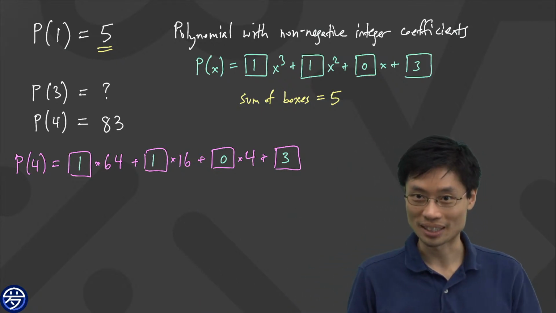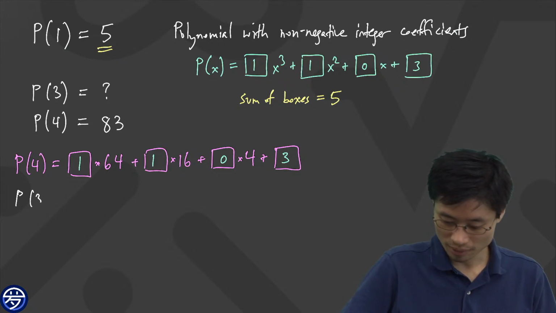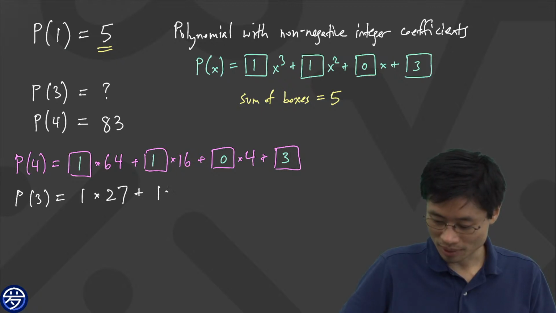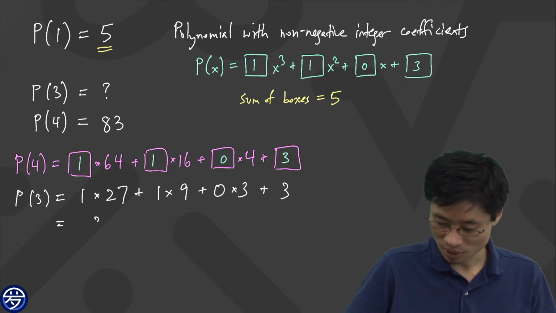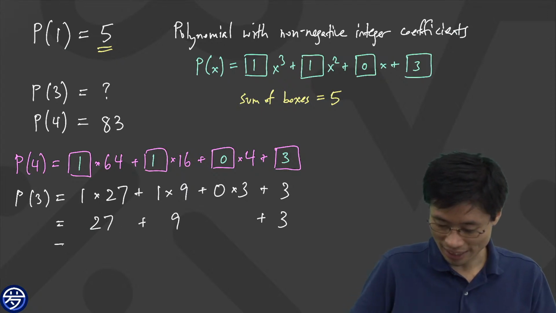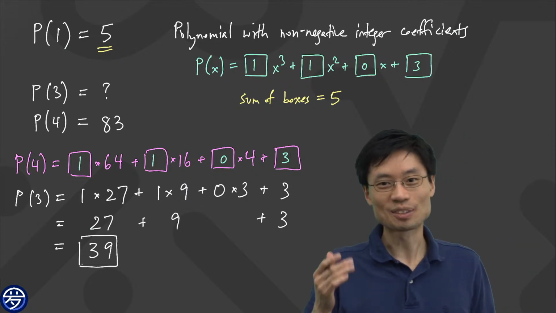Thanks very much for this question. This was actually quite nice. The answer now is P of 3 is equal to 1 times 3 cubed, which is 27, okay, plus 1 times 3 squared, which is 9, plus 0 times 3, plus 3, which is equal to 27 plus 9 plus 3, which is 39, I hope. Addition is hard. I think it's 39. That was nice. Thanks very much for sharing this question.